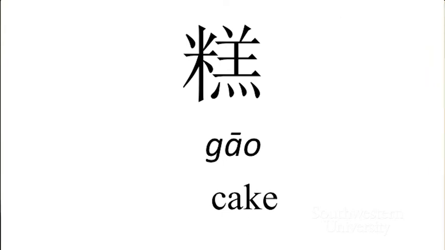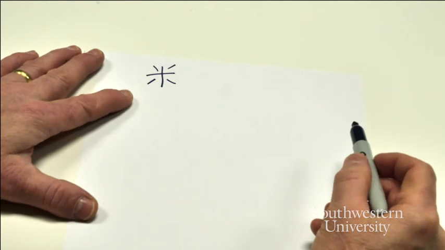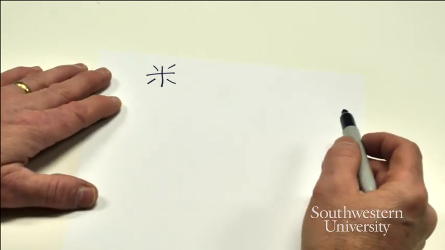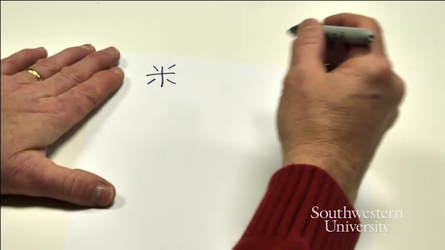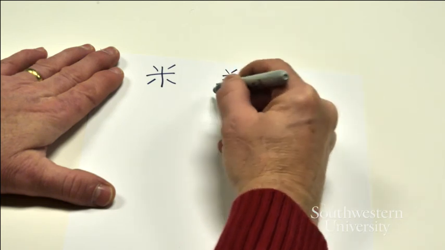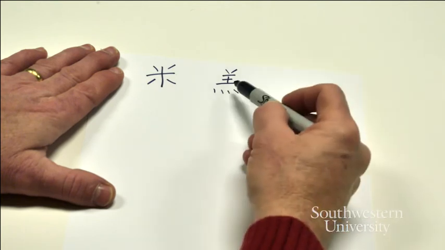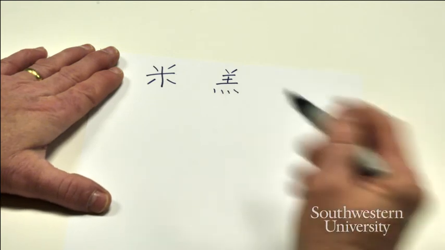And then gao, cake. The two components: that is the radical, it is rice. So it looks like grains of rice scattered out. This is not cooked rice, the grains of rice. And the right side is a sheep over a fire, a sacrifice. Pronounced gao, which in this case is just phonetic.